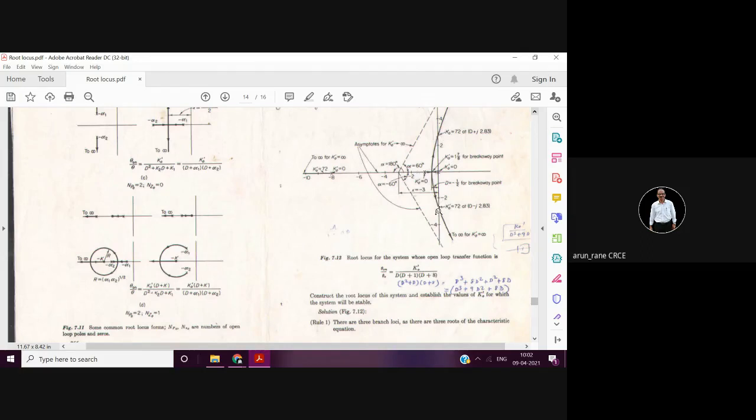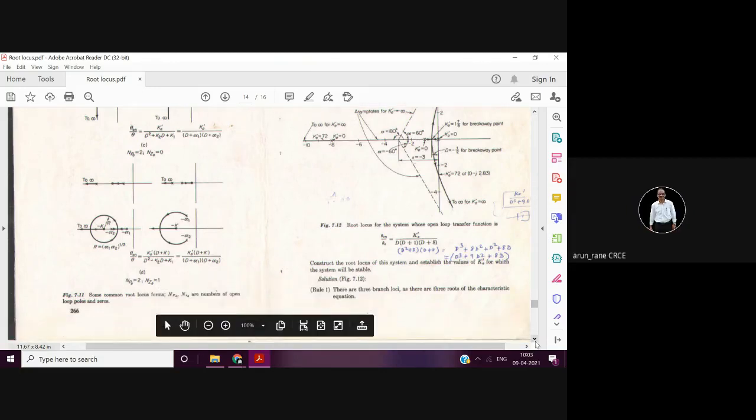So here it is crossing the imaginary axis. And if you substitute this value, you will get the value of the constant k, that is 72. And here also you got the value of k, that is 17 by 8.